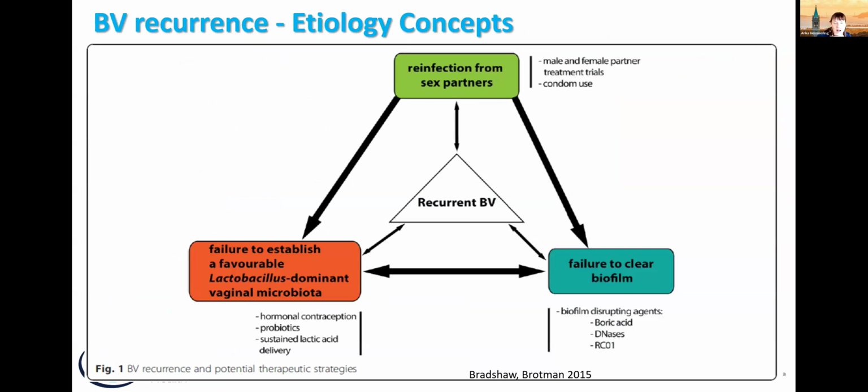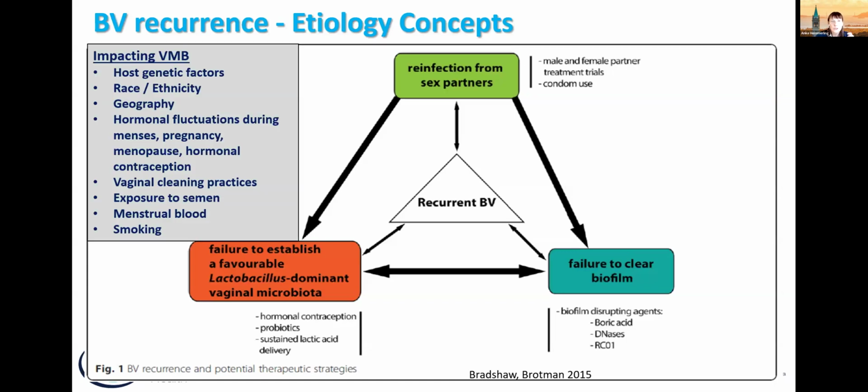There are a number of concepts around the etiology of BV recurrence. This is a slide I borrowed from Bradshaw and Brodmann. Three big buckets. Either BV recurrence could be a failure to establish lactobacilli again after the antibiotics cleared the slate. It could be a failure to clear that biofilm of certain pathogens, or it could also be a reinfection from partners.